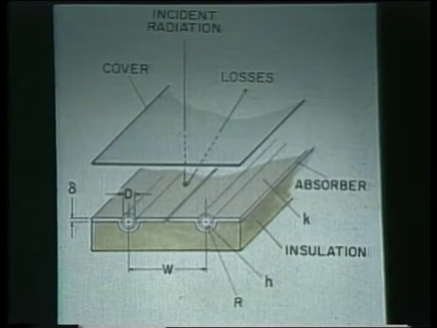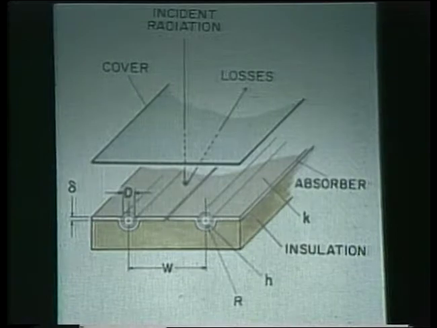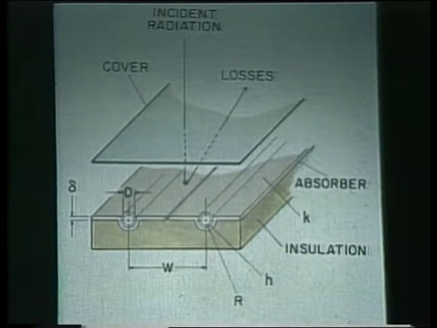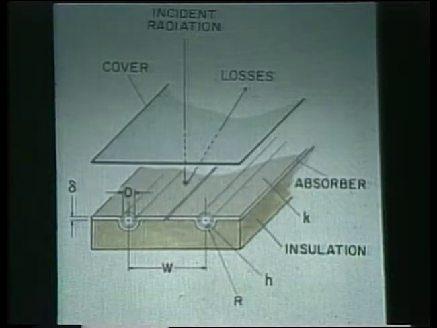We see here the components of an active solar system. An absorber plate, which is the basic feature. The absorber plate is in the sun, it's exposed to the sun, and gets warmer and warmer until finally it reaches a temperature such that it can heat the space or can store the energy necessary to heat the space. And then you circulate a liquid or a gas through this absorber.